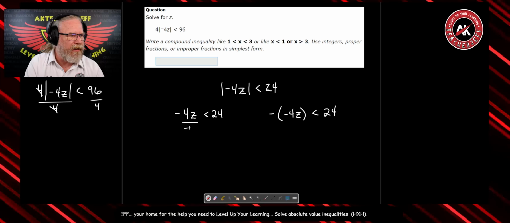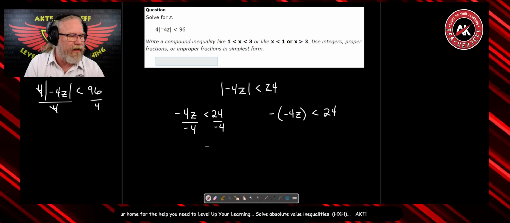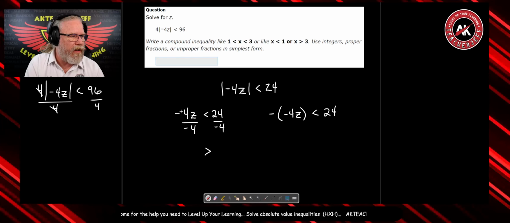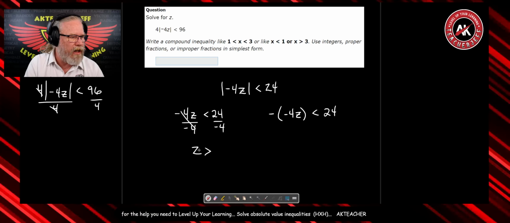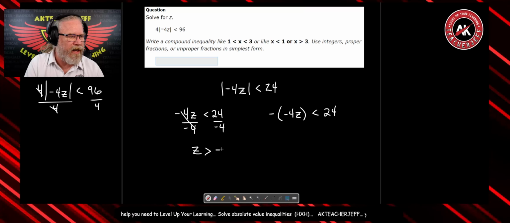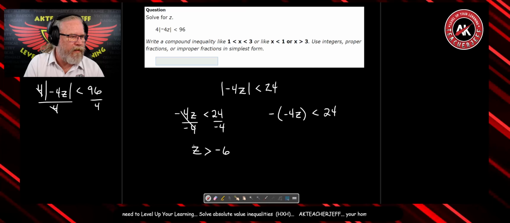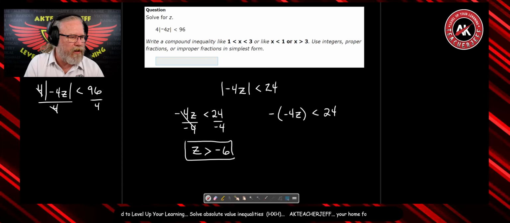So let's divide by negative 4. What we do to one side, we do to the other. And since I divided by a negative, I want to flip that sign, right? Those cancel each other, leaving me with z. And then positive divided by negative is negative. 24 divided by 4 was 6. So negative 6 is one solution.